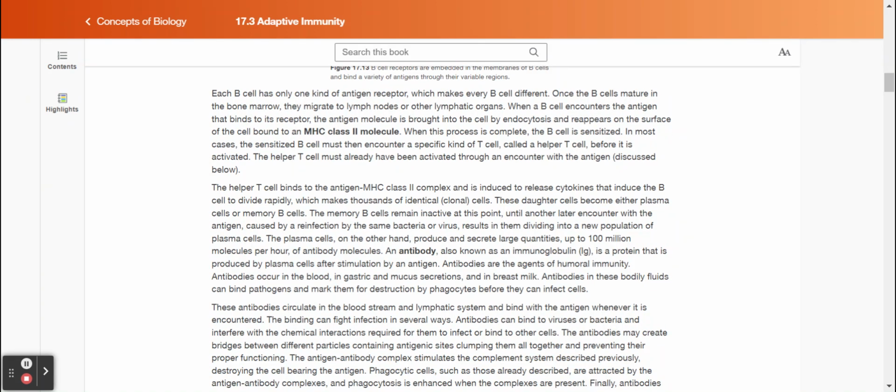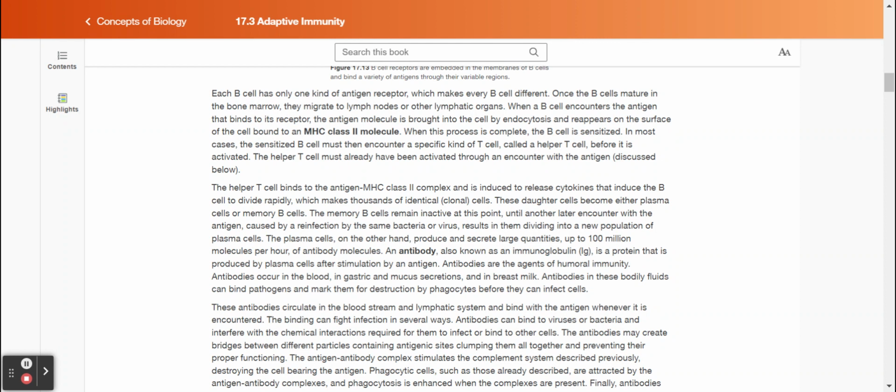Each B cell has only one kind of antigen receptor, which makes every B cell different. Once the B cells mature in the bone marrow, they migrate to lymph nodes or other lymphatic organs. When a B cell encounters the antigen that binds to its receptor, the antigen molecule is brought into the cell by endocytosis and reappears on the surface of the cell bound to an MHC class II molecule. When this process is complete, the B cell is sensitized.